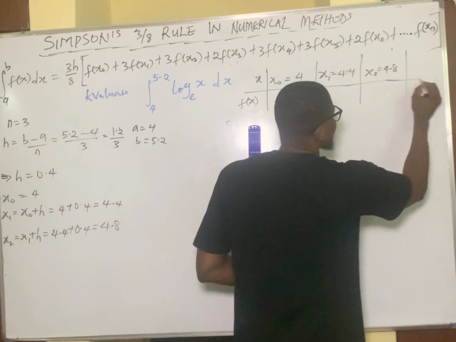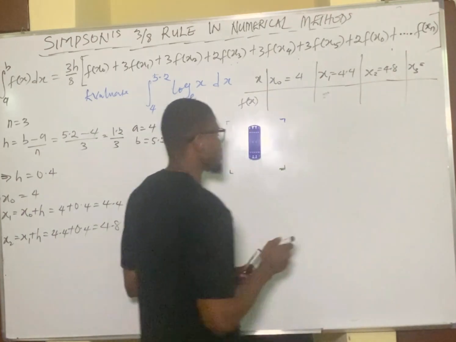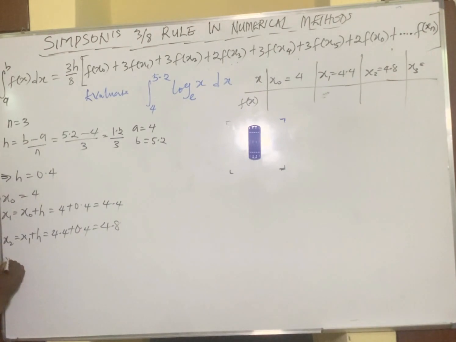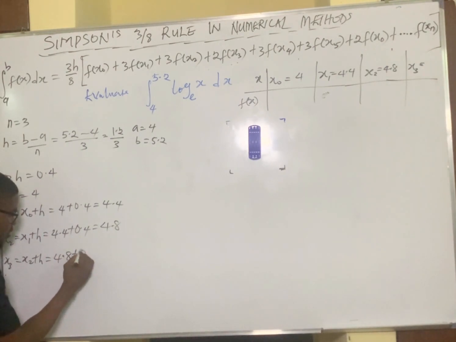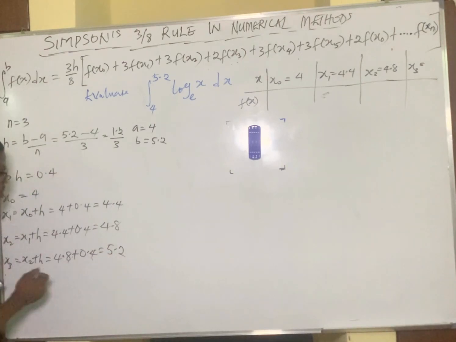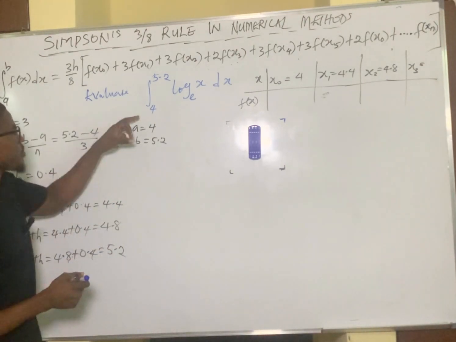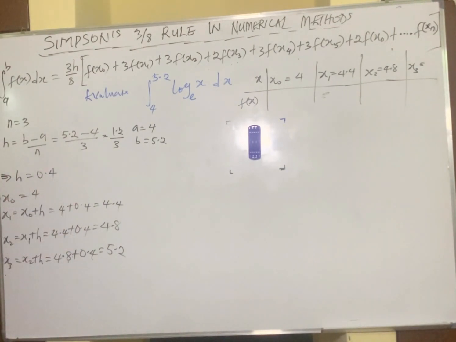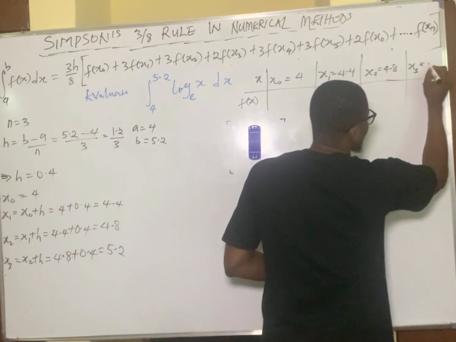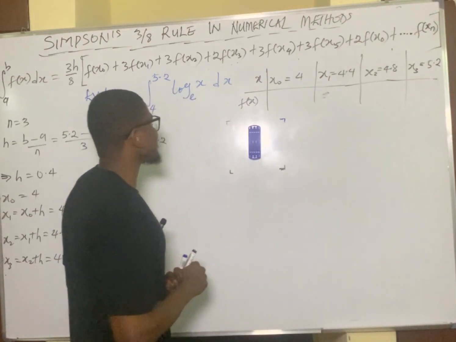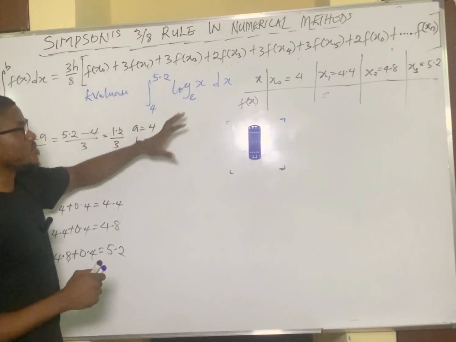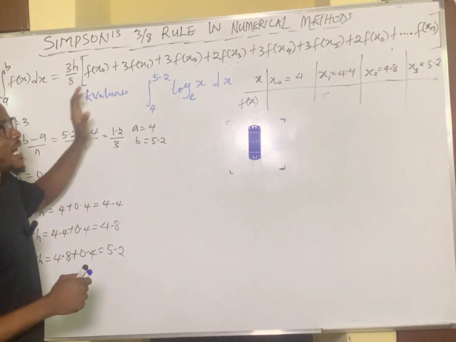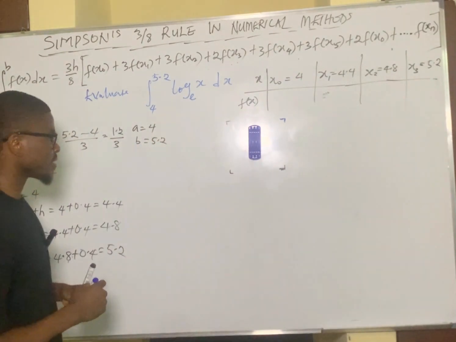And finally, x3 is equal to x2 plus h. x2 is 4.8 plus 0.4. This is actually 5.2. So you've been able to split this limit from 4 to 5.2 into 3 subintervals. You have the last point, which is 5.2. So your next task is, if you take a look at the formula, you have f of x naught, f of x1, f of x2. So you find the value of the function at these given points. That's your next task.